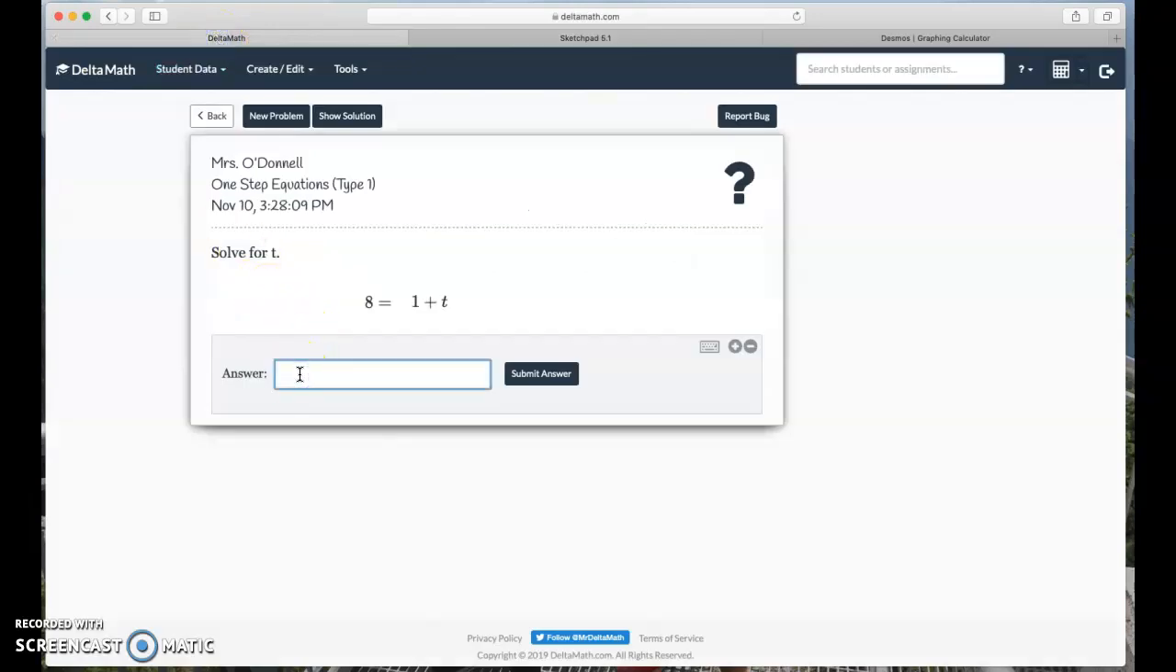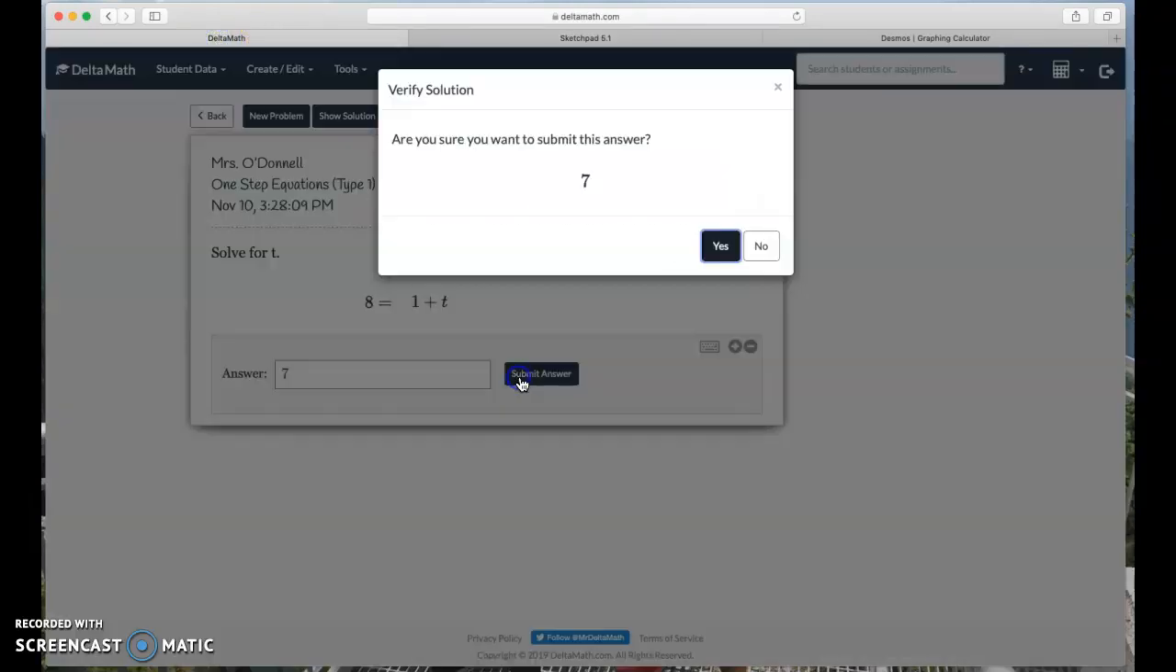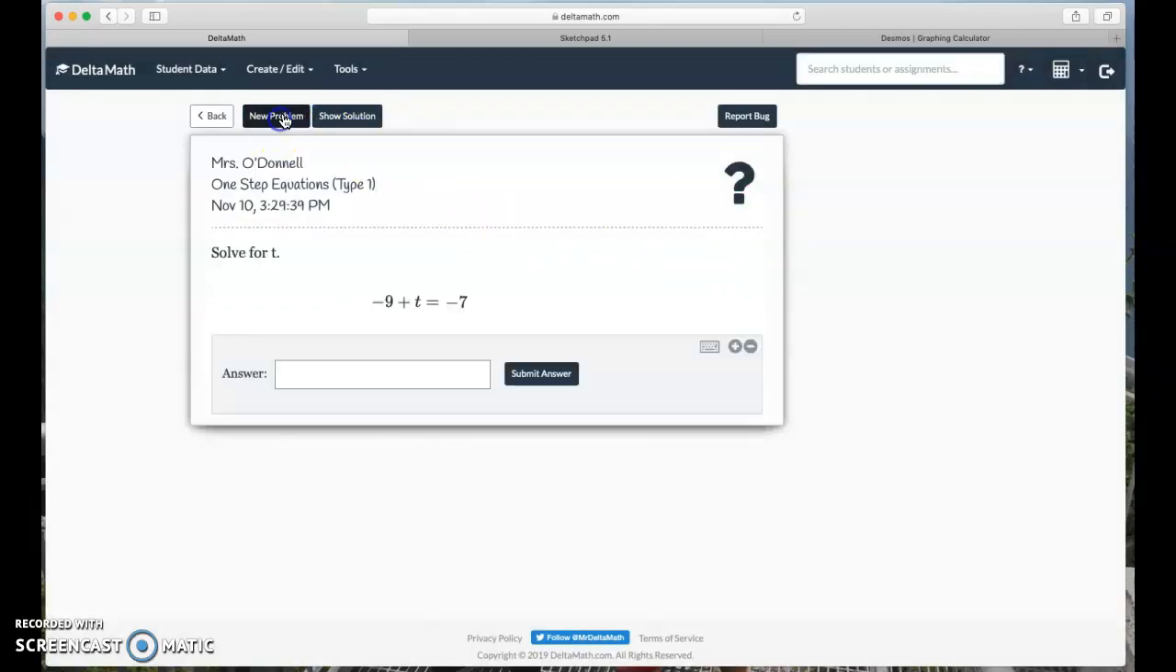We're going to say t equals 7, click submit. Yep. And it liked it. Let's see if it gives us another type of problem here. All addition with okay, well, here's one with a negative, right? So 2 equals negative 1 plus n, right?